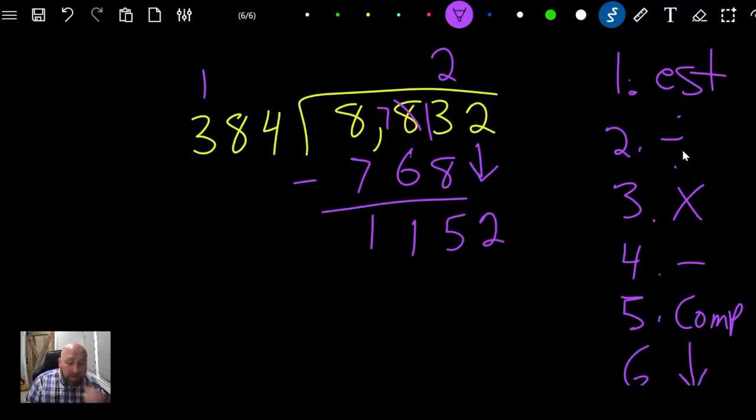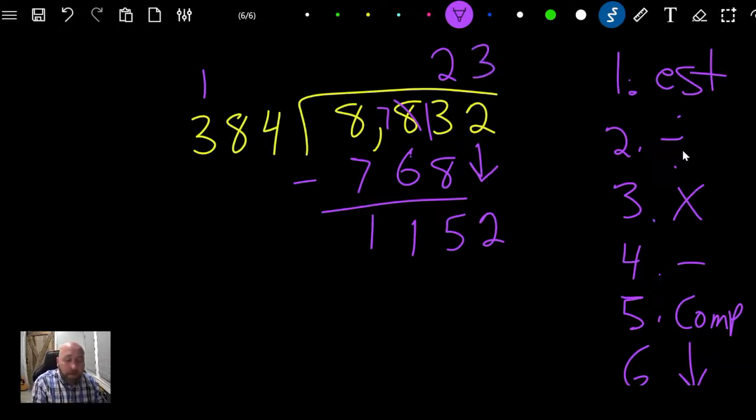Okay. So now I'm going to estimate again. In this case, look, I have 4 numbers down here. So I'm going to estimate my 3 into my 11. How many times does 3 go into 11? Well, 3 goes into 11 3 times. 3 times 3 is 9. It doesn't go in 4 times because that would be 12. So what I'm going to try here is a 3.